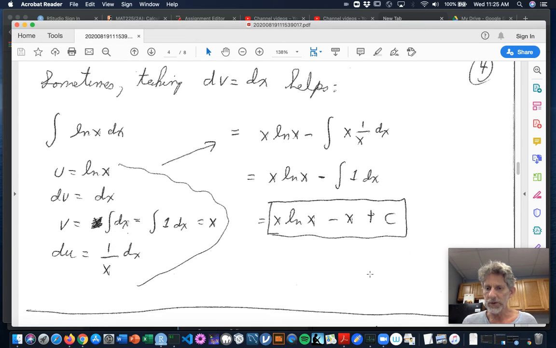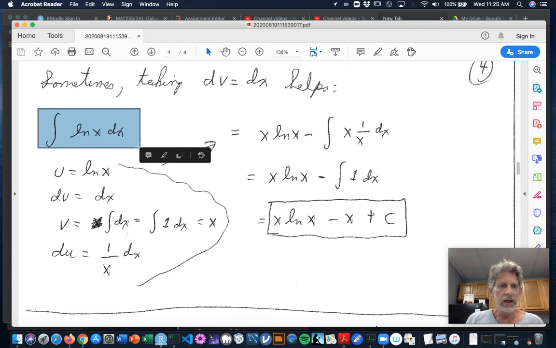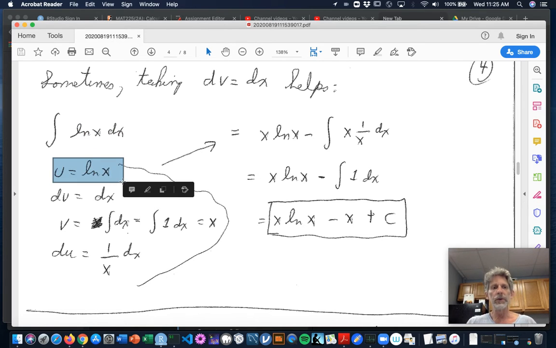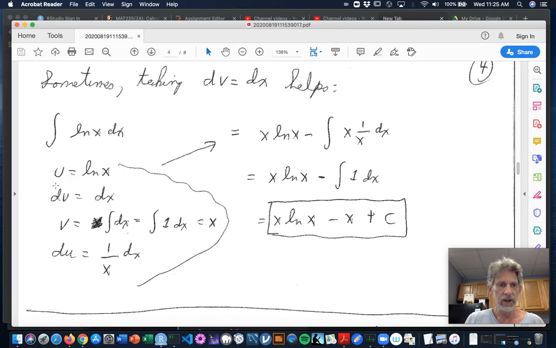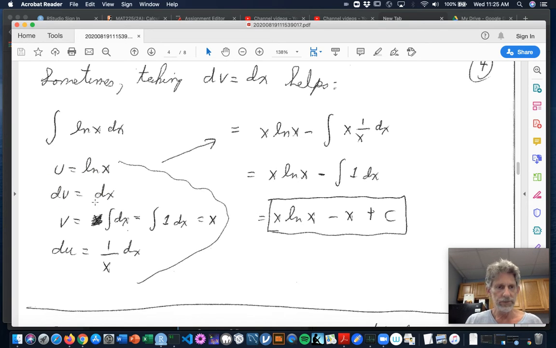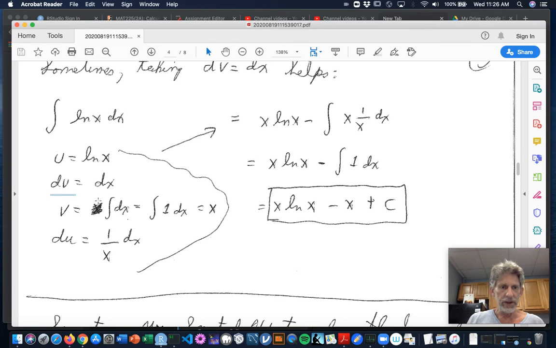Sometimes integration by parts works even when you think it doesn't even make sense to try. This is called the taking dv equals dx trick. They talk about it in the book that way. Say you have to do the antiderivative of log of x. Well, it doesn't look like there's a product there at all. But why not just take u to be everything except the dx? So dv would have to be dx. The cool thing is the integral of dx to get the v is just like the integral of 1 dx, and that would be x. So the v is easy to find.